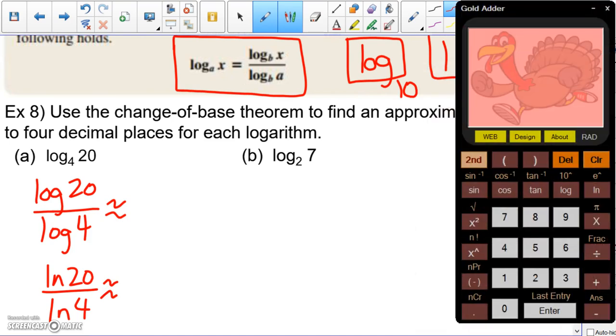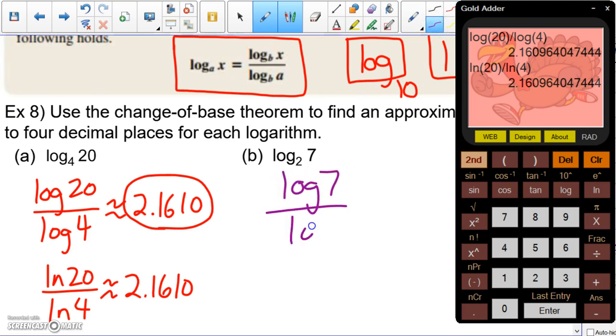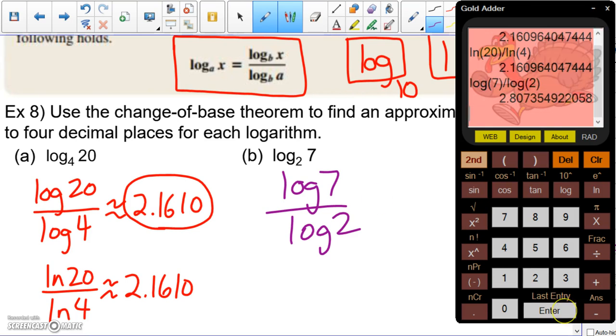So let's see what the calculator says. If I do log 20 over log 4, you get about 2.1610. If I do natural log of 20 over natural log of 4, you get the same thing. So your choice, one or the other. Then for log base 2 of 7, log 7 over log 2. This just makes it easy to do on a calculator because you couldn't plug in a log base 2. There's no log base 2 button on a calculator, but there is a log base 10. So I'm doing a common log of 7 divided by log base 10 of 2, which gets about 2.8074.